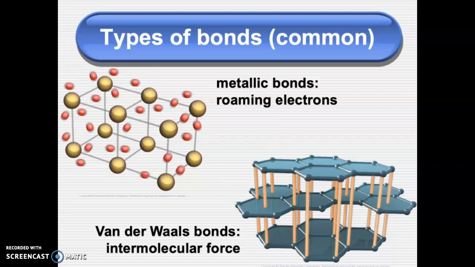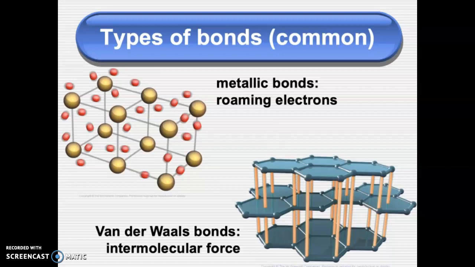Metallic bonds are kind of interesting because that's what allows metal to be so malleable. You can hit it with a hammer, and basically what you're doing is, as you squish the atoms down, the electrons can still move around and hold the things together.